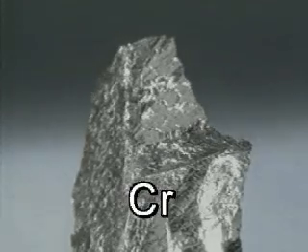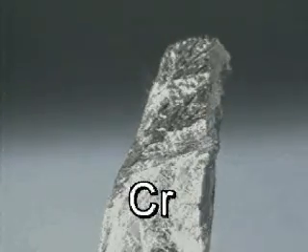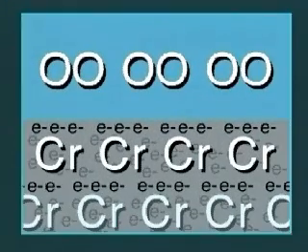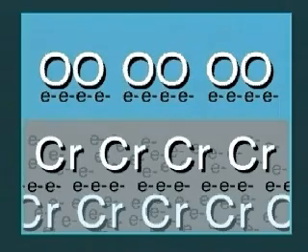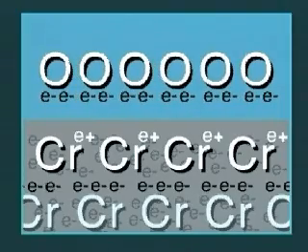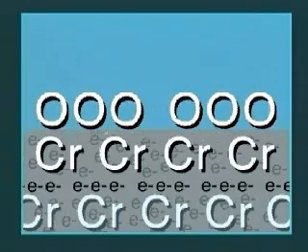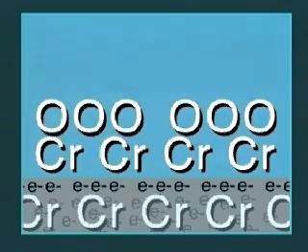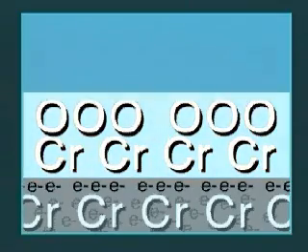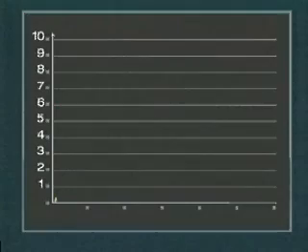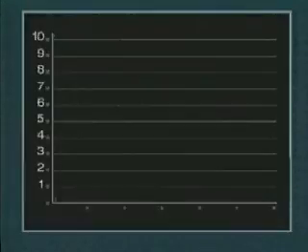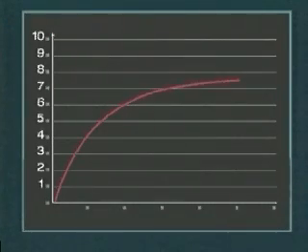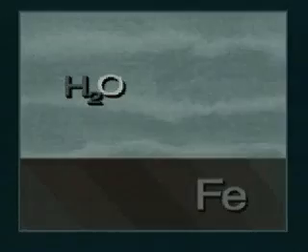Chromium forms a different sort of oxide, one that protects it from further oxidation. Chromium atoms at the surface ionize, and the electrons released reduce oxygen molecules in the air to oxygen ions. The oxygen and chromium ions then react to form chromium oxide. This oxide protects the surface from further oxidation by slowing down the diffusion of chromium and oxygen ions through it. If a steel contains enough chromium, its oxide film acts in a similar way.